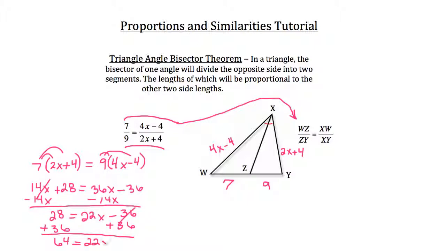22x remaining. So now that we have 64 equaling 22x, we want to divide by 22 on both sides of the equation, and we'll get x is equal to 64 over 22, which reduces to 32 over 11. Now that we know the value of x, you could plug that back in to both missing side lengths and solve for their values. So let's go ahead and move on.